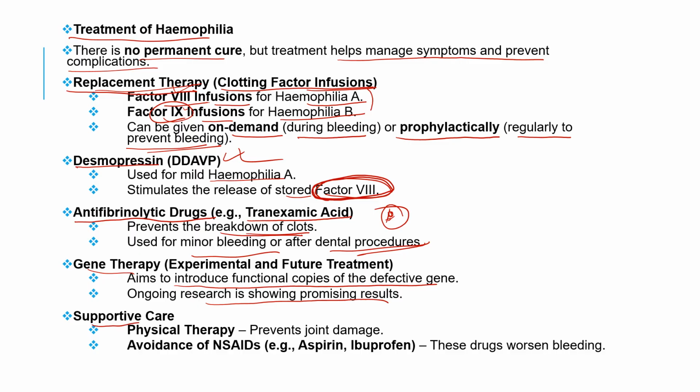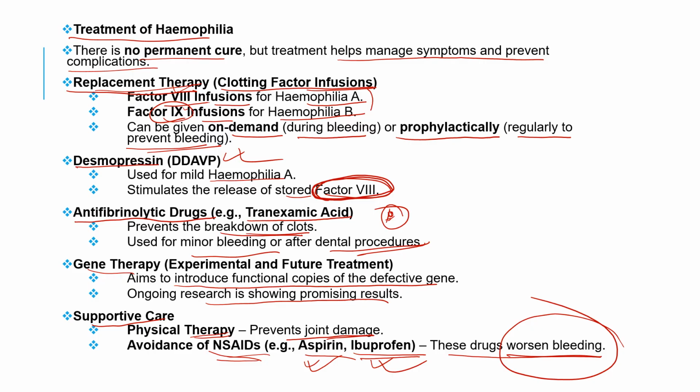Next comes the supportive care, physical therapy, which prevents the joint damage when they are having hemarthrosis, that is very painful internal bleeding in joints. Physiotherapy or physical therapy is done to prevent the joint damage, but in these cases non-steroidal anti-inflammatory drugs are prohibited. Aspirin, ibuprofen, these are the drugs which can worsen bleeding, because these are blood thinning drugs.